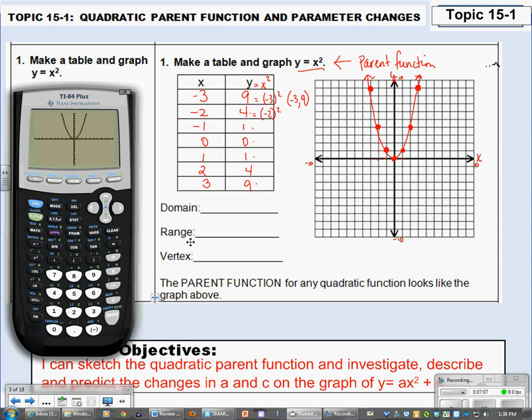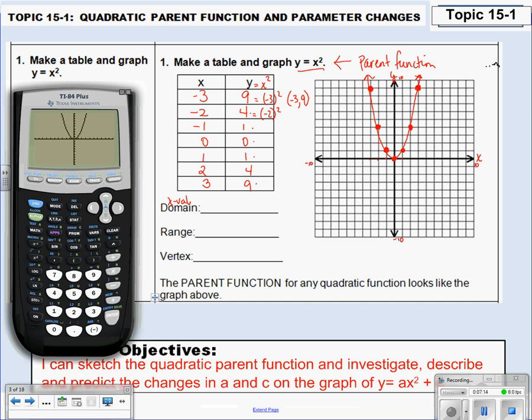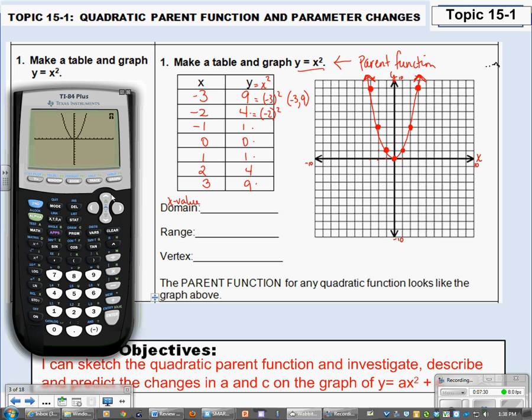Now to answer the questions as far as domain and range, domain, recall, means what x values are being used in order to graph this picture. Notice we put arrows on the ends of our parabola, our quadratic picture, because my grid stops at 10, but the graph doesn't stop at 10. And I know that because when I look at the table, I can continue going on and on beyond +3 to a +9, and you'll see that those y values continue on.